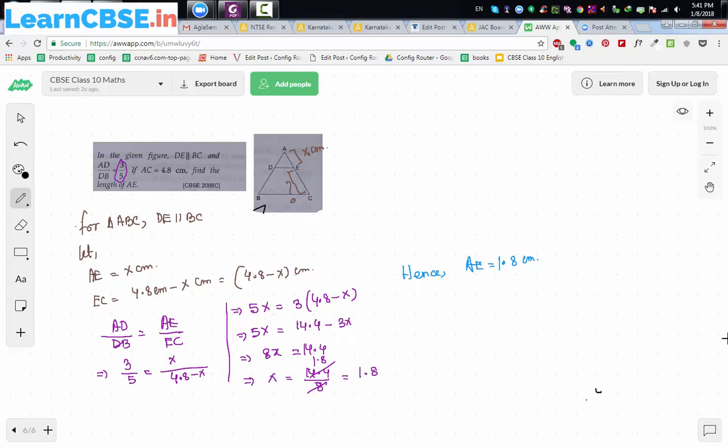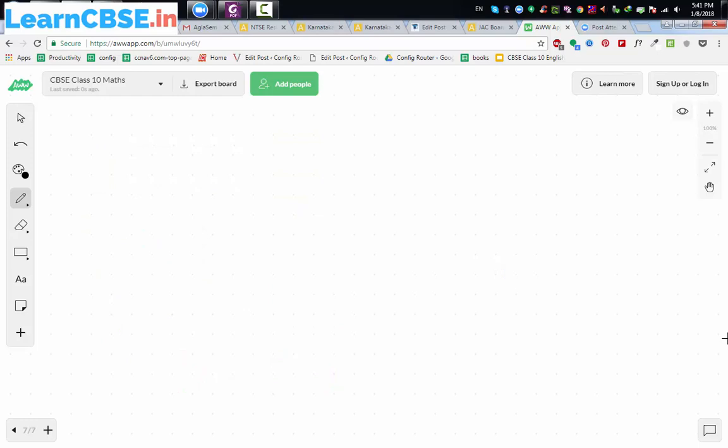So these are the types of question we have in the Thales theorem. But this is the one type of question where we only have the values. The values of other sides are given and we need to just put the values and get the answer. But sometimes they give you questions which involve a proof. So let's do a question where we have to prove something.